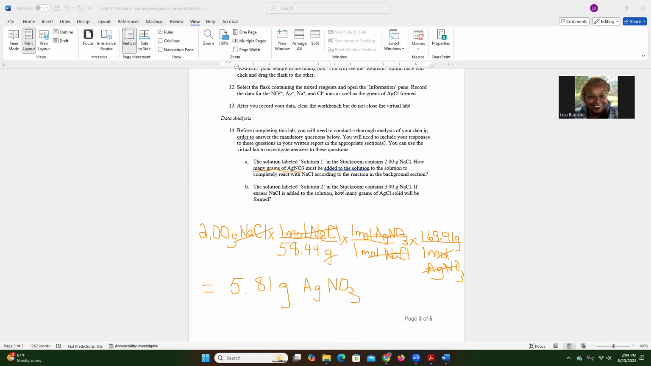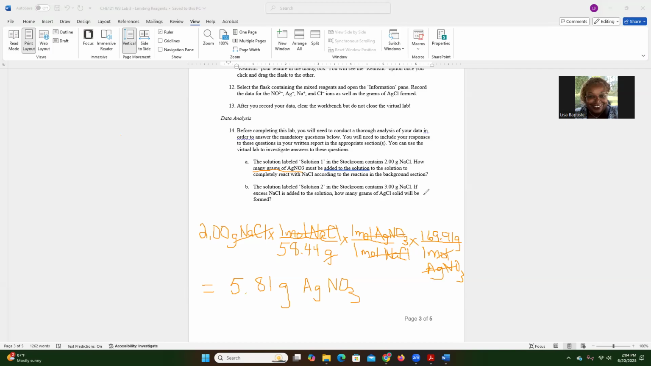For part B, I'm going to let you do that on your own, but I'm just going to read it. So the solution labeled solution 2 in the stockroom contains 3.00 grams of sodium chloride. If excess sodium chloride is added to the solution, how many grams of silver chloride solid will be formed?